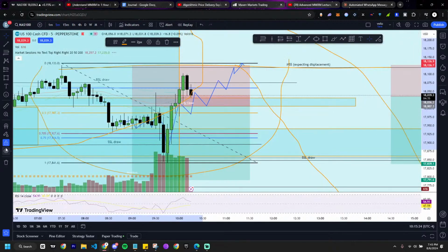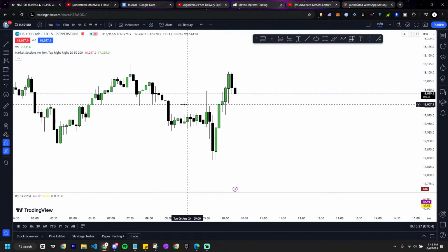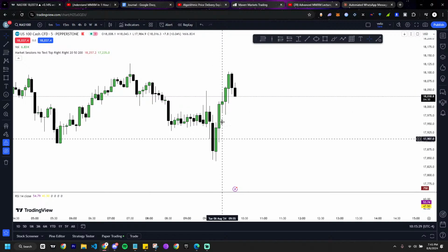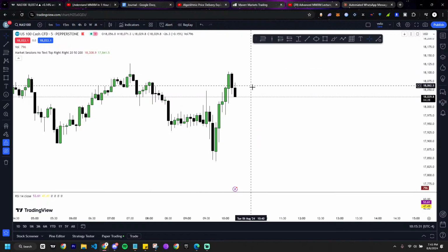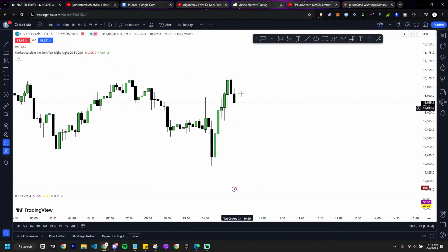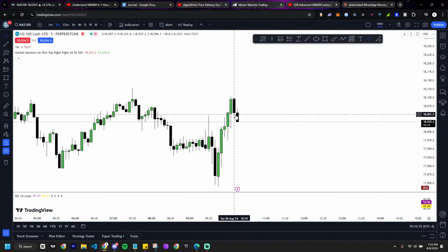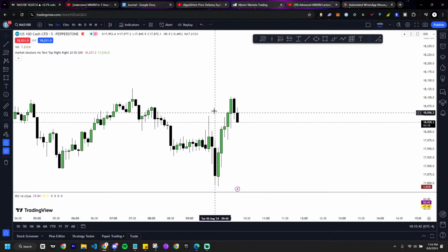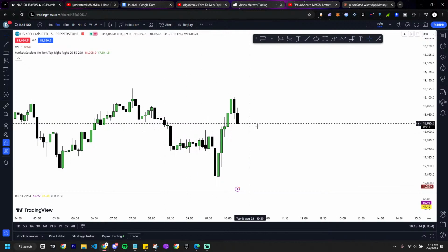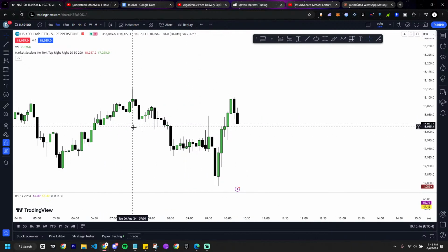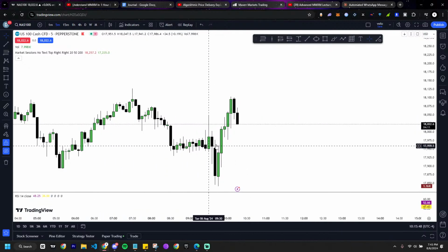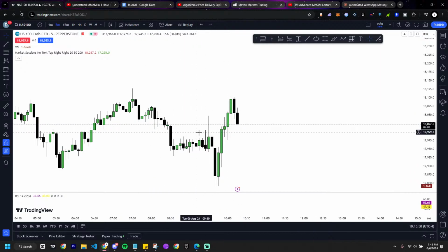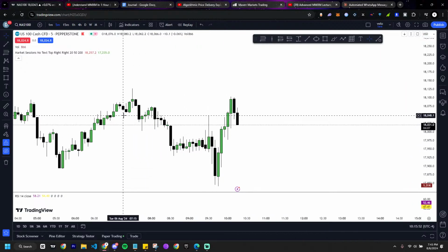If you look at this, for example, you see there's an internal term low right here, internal term high right here. If this properly breaks it, and I'm not talking about the sweep that's happening right here, if it properly breaks it with proper displacement to the upside, we can consider this a market structure shift. Why? This is an internal term high, and it's between two short-term highs. Same concept goes for lows. This is an internal term low. If it properly breaks the internal term low, that's a market structure shift, and it's between two short-term lows.